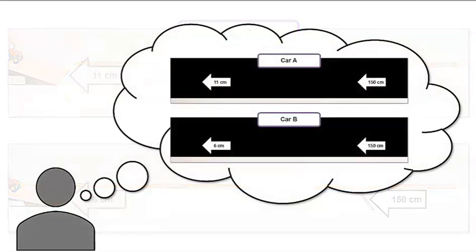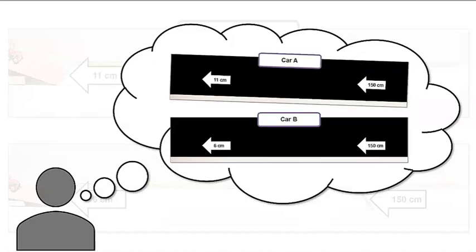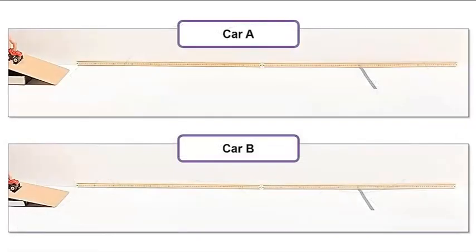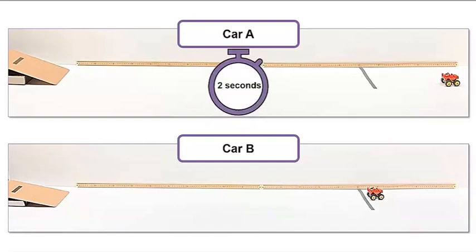Which car do you think will cross the finish line first? Will car A on the 11 centimeter ramp or car B on the 6 centimeter ramp finish first? Let's find out. 3, 2, 1, go. Oh, wow. Car A travels 150 centimeters in 2 seconds, and car B travels 150 centimeters in 3 seconds.